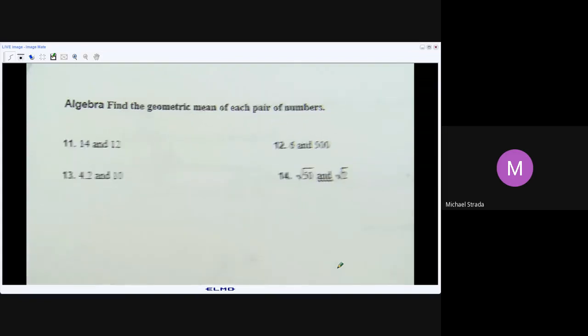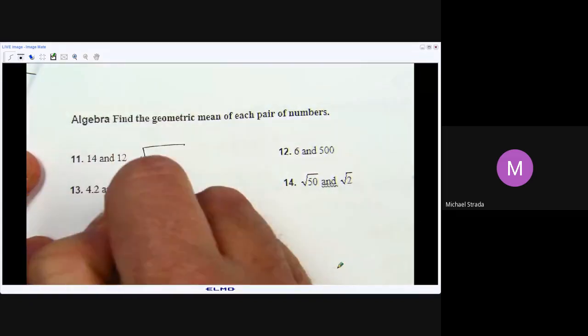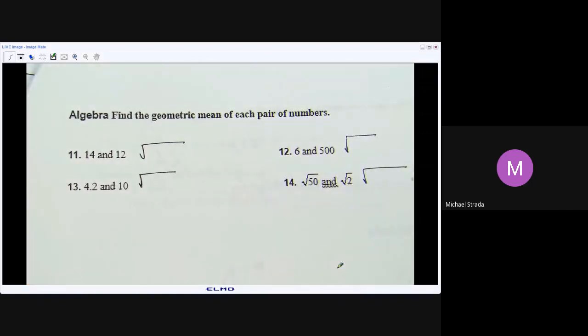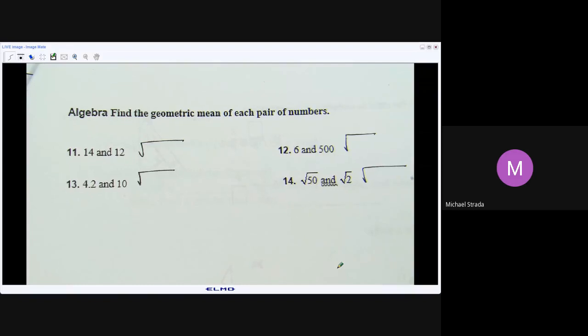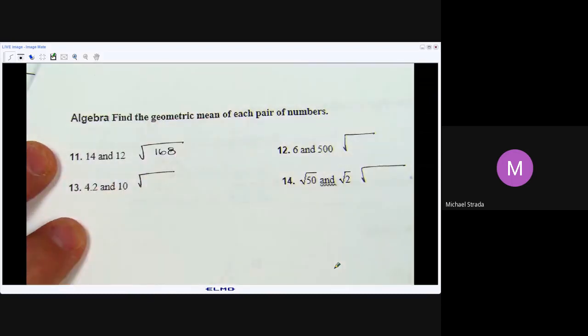Okay. So the geometric mean. All right. All of these are going to be square roots. And remember, recall, it's just going to be the product. So all we would do is multiply 14 and 12 together. All right, and that would be 168. All right, now you do have to simplify.